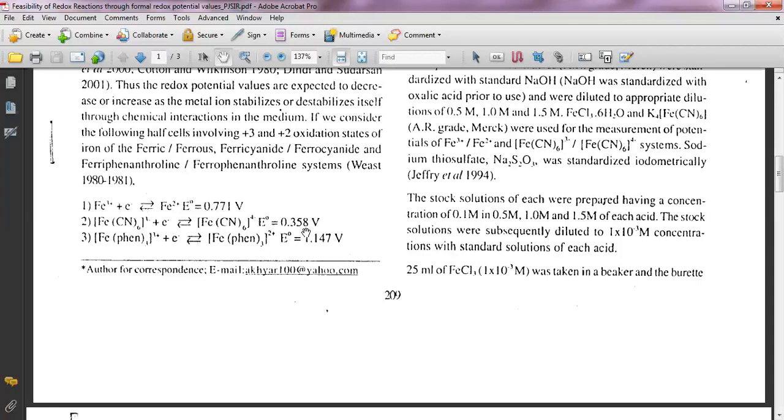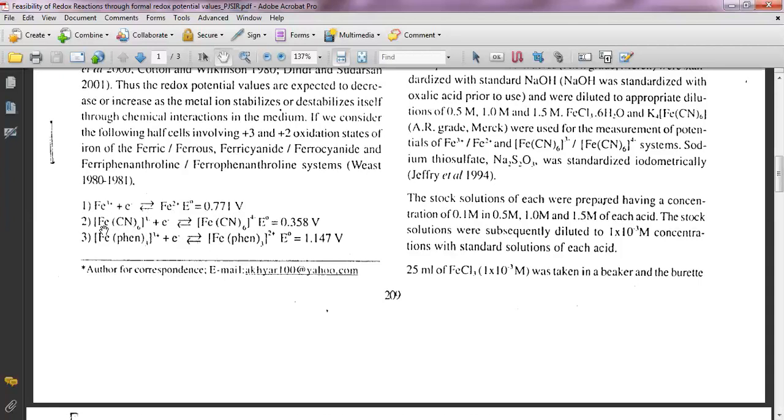What does it mean by the reduction potential being less or high? So why is it happening? What is happening with the cyanide? When the cyanide is complexed with iron plus 3 and plus 2, again there is a competition of stability between the Fe3 state and the Fe2 state. So the reduction potential is less.